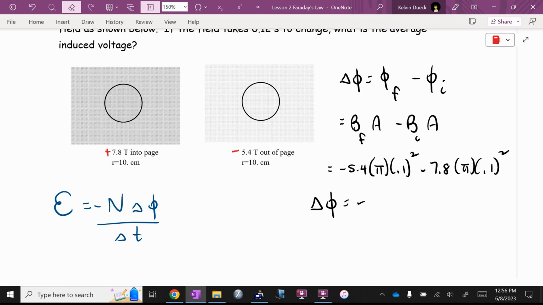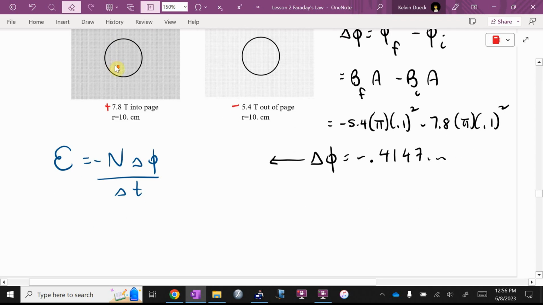Get it, Ethan. Let me know what you got for the change in flux. Negative point... Yeah, 4147 and change, right? And we're going to use our answer button anyways. So, okay, here we go.